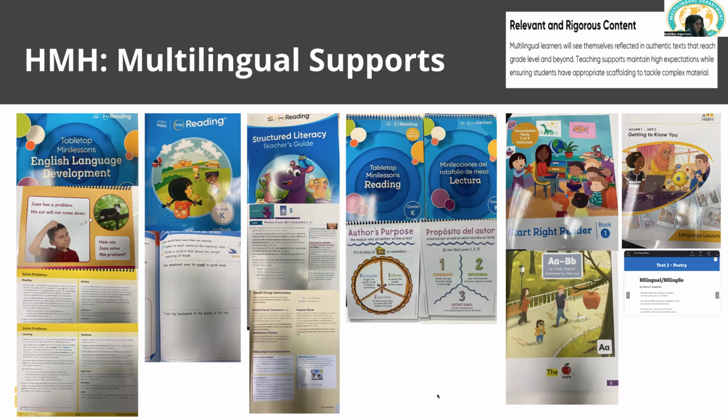It breaks it down into domain level, so you have reading, writing, speaking, and listening. And then there's also a collaborative problem solving section for each of these mini lessons.